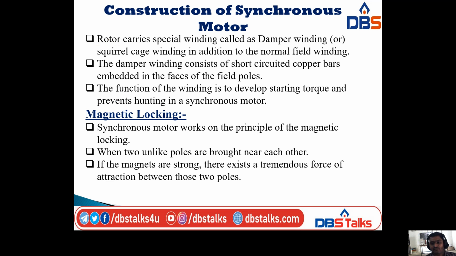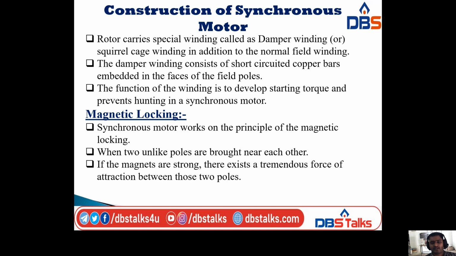We know the stator and rotor windings, that is the armature winding and the field winding, but in the synchronous motor we have another type of winding. The rotor carries a special winding called the damper winding, also called the spiral cage winding, in addition to the normal field winding. The damper winding consists of short-circuited copper bars.